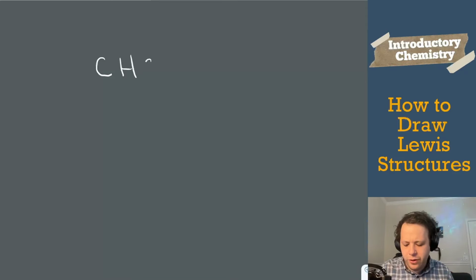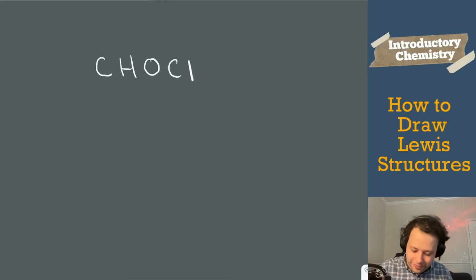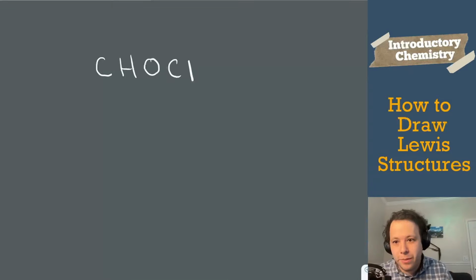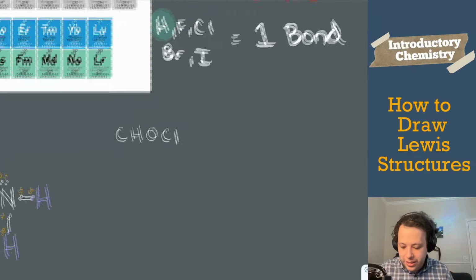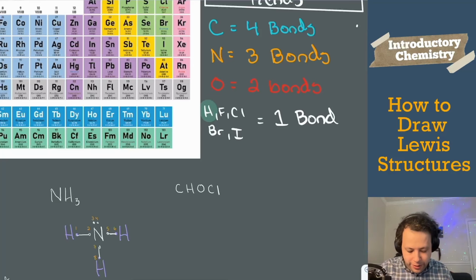So what if I give you CHOCl as a structure and you're like, what the heck is that? How do we figure out what the structure is? Well, it's simple. We can try to just figure out the number of total bonds for each species. So if we go up to our chart up here, we can label everything for how many bonds it can make. You know that carbon can make 4, hydrogen's 1, oxygen's 2, chlorine is also 1.